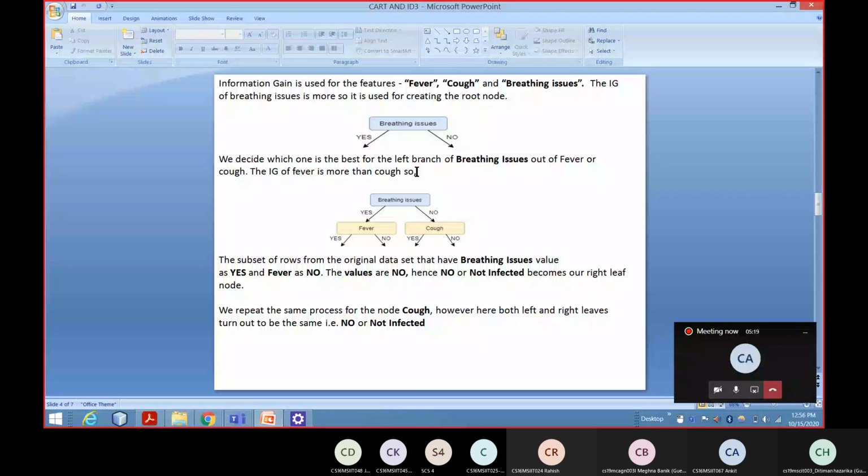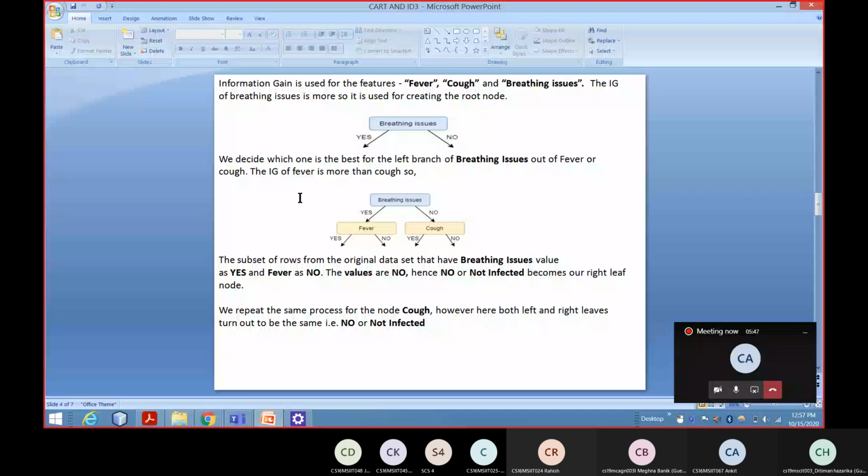The information gain of breathing issues is more, so it is used for creating the root node. So you can see breathing issues, and then it is yes and no. After that, we decide which one is the best for the left branch of breathing issues, out of fever or cough. In the same way, we again calculate the information gain of fever and of cough. After that, we get that the information gain of fever is more, so fever will be on the left side.